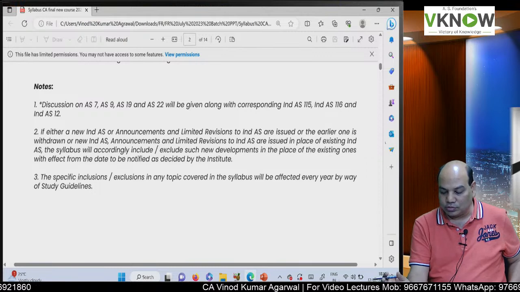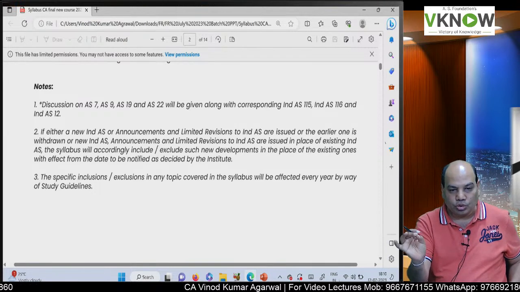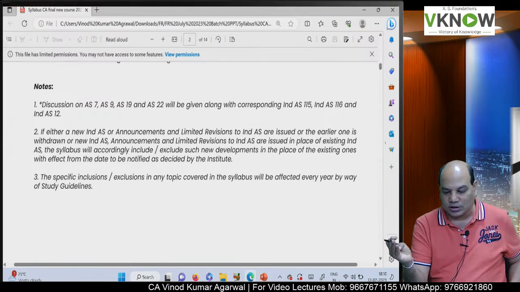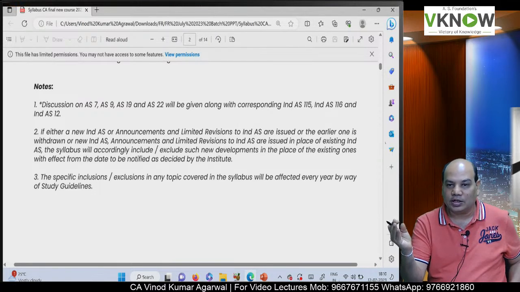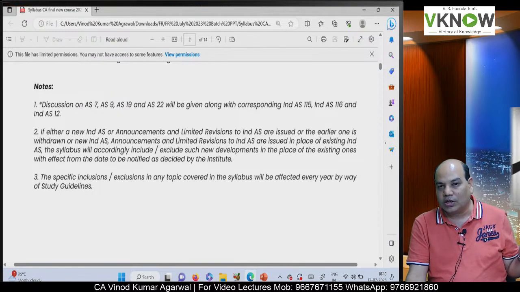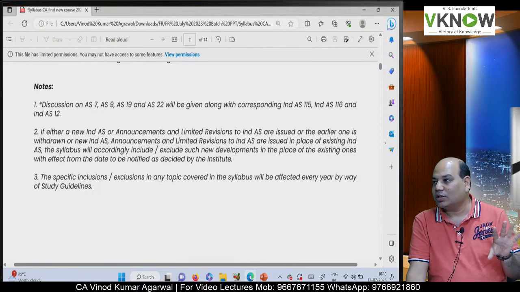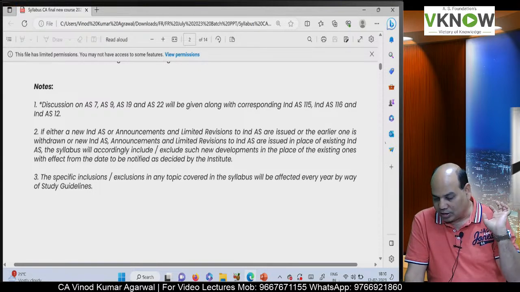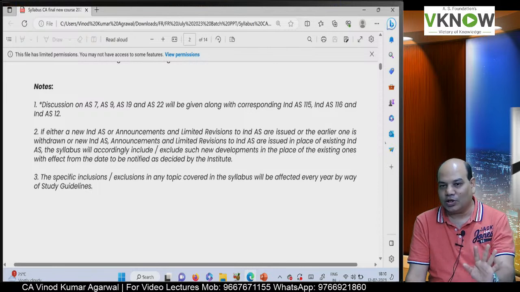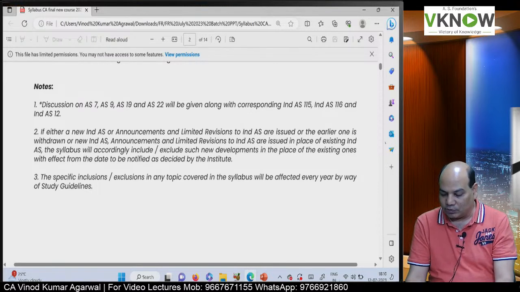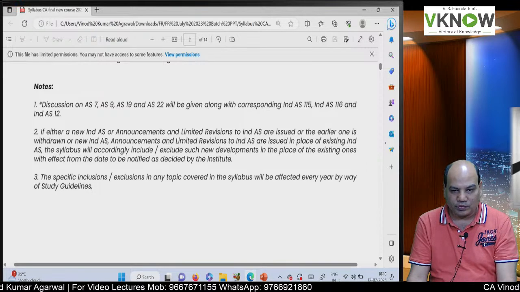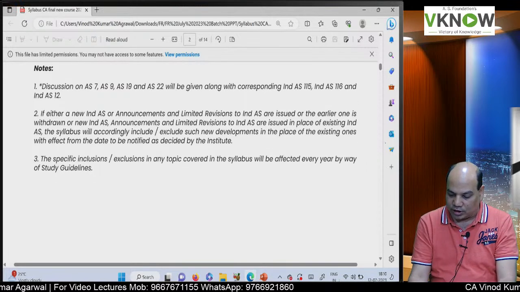So they are asking you to study those 4 accounting standards. I repeat, AS 7, AS 9, AS 19 and AS 22. These have to be studied so that you can understand what the changes in the Ind AS are. If any new Ind AS amendment announcement takes place, that will also become part of your syllabus in future, which we are going to provide you as and when any amendment happens.